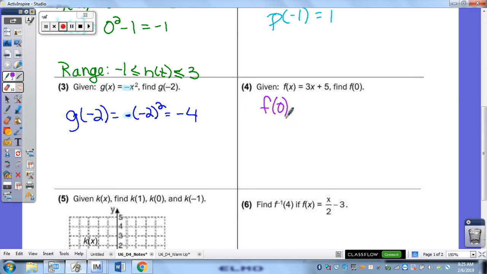So they want us to find f of 0 for 4. That means we're plugging a 0 in for our x there. So 3 times 0, 0 plus 5. So f of 0 equals 5. Put your input value in, get an output value.